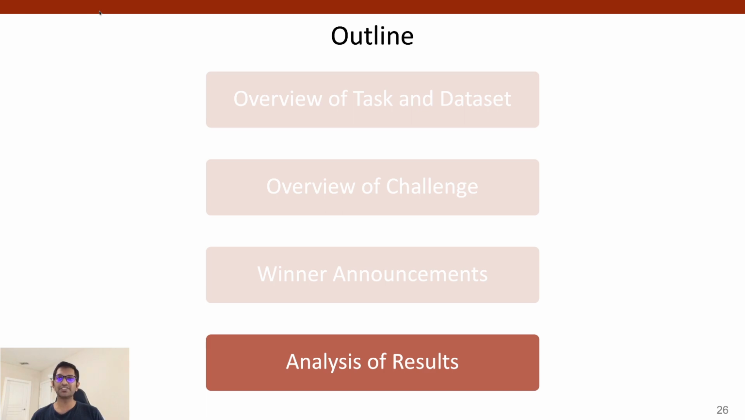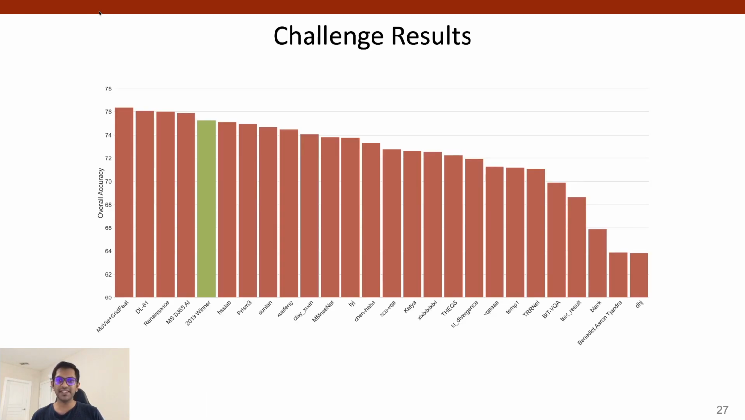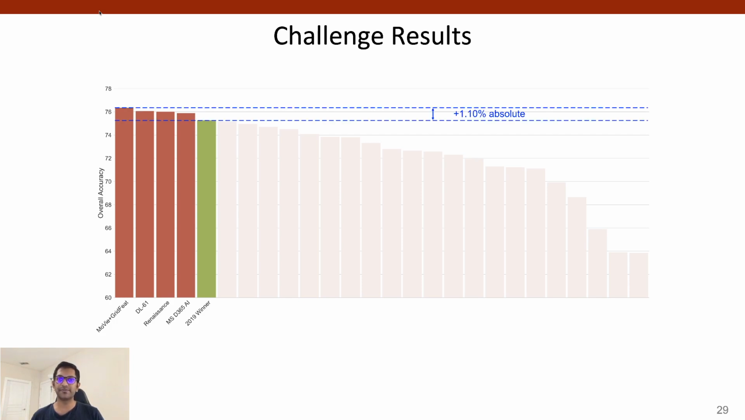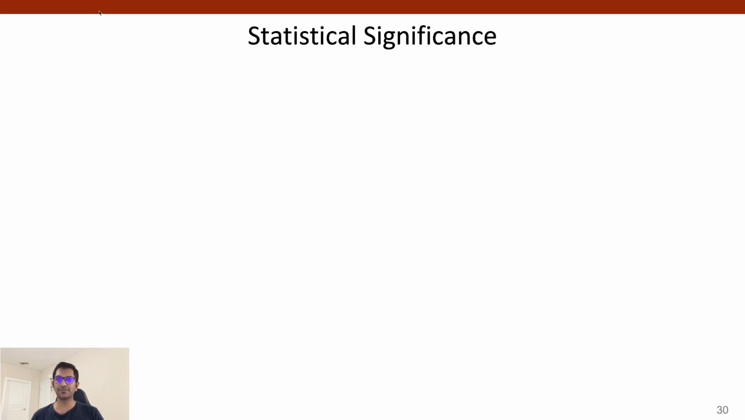Now, I will present some interesting analyses based on the challenge results. This plot shows the challenge accuracies for all challenge participants. The green bar is the winning entry from VQA Challenge 2019. So, we can see that 4 teams were able to beat the winner entry of the last year's challenge. And there is a 1.1% absolute improvement in performance compared to the last year's winner.